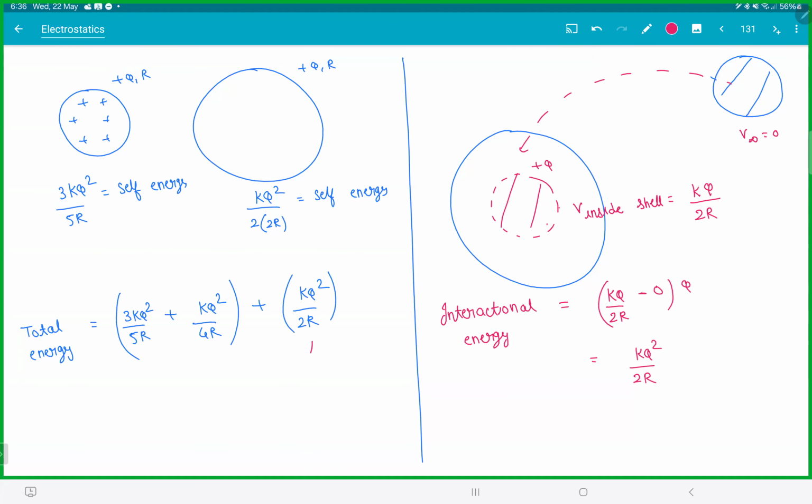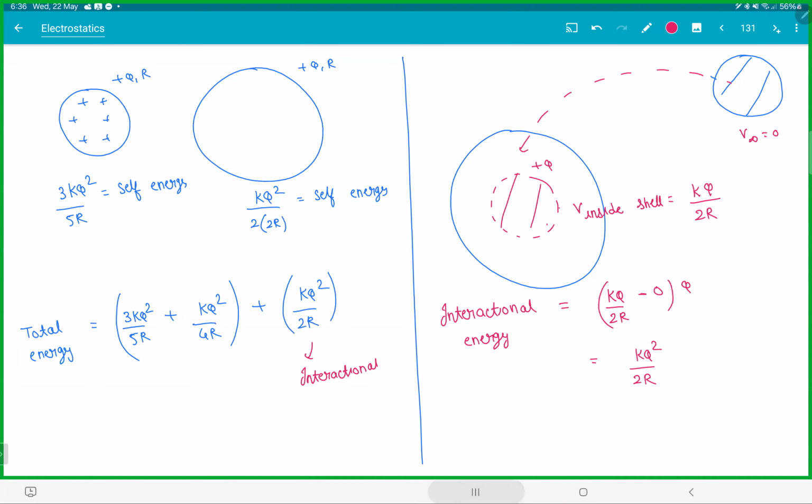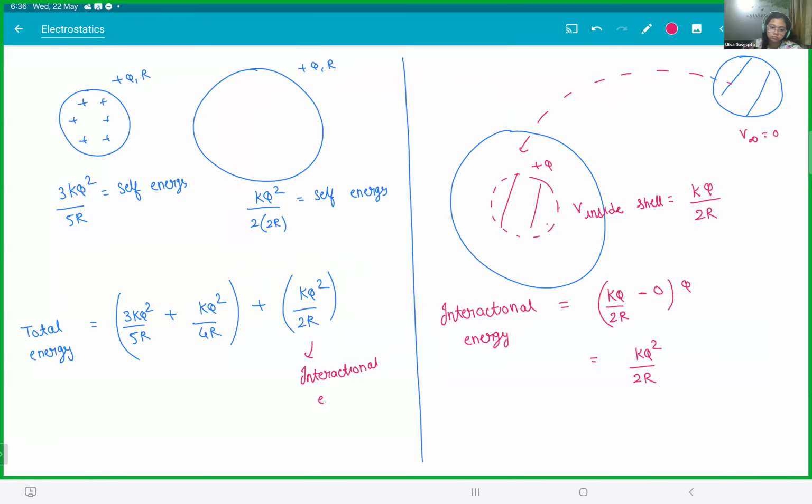So if someone asks you this question, how much energy is required to separate them? What is the answer? Interactional energy, isn't it? kq square by 2r. Only the interaction energy is necessary to separate them. You want to destroy everything into pieces and take it to infinity. Then you need total energy. I hope everyone got this thing.